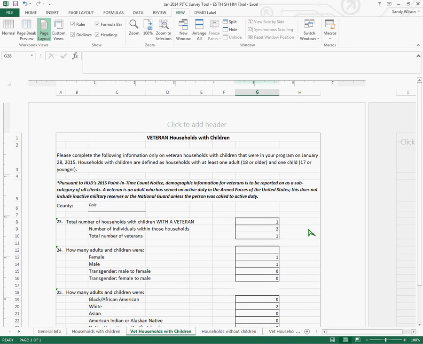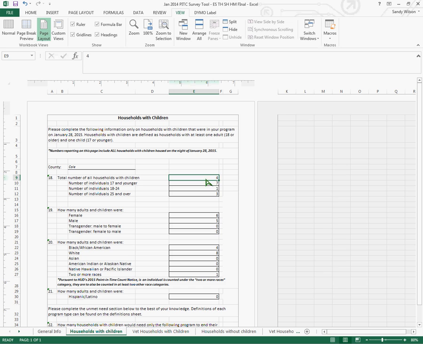So again, the data that you're entering on this tab is a subcategory of the data that you entered on this tab. I had 4 total households with children, and I entered all my data on all the individuals in those 4 households on this tab.